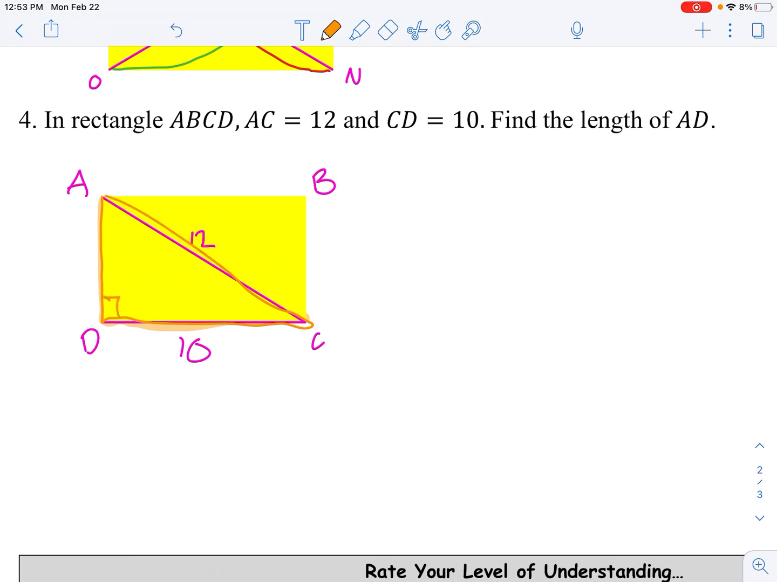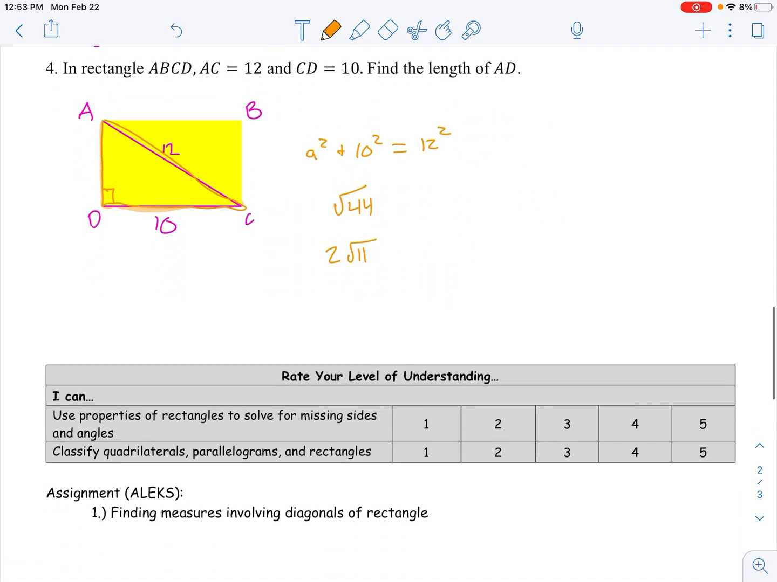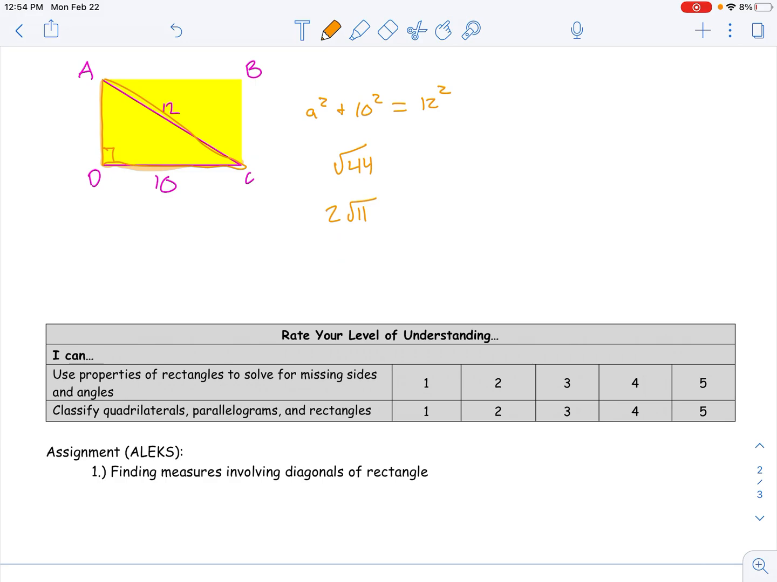So I can just use the Pythagorean theorem, which would be a squared plus 10 squared equals 12 squared. And I could solve for a, and maybe I can do that quick. It looks like a would be the square root of 44, which we could simplify to 2 root 11 through a bunch of simplification. I just kind of skipped ahead to the final answer there, but your assignment is listed on the bottom.